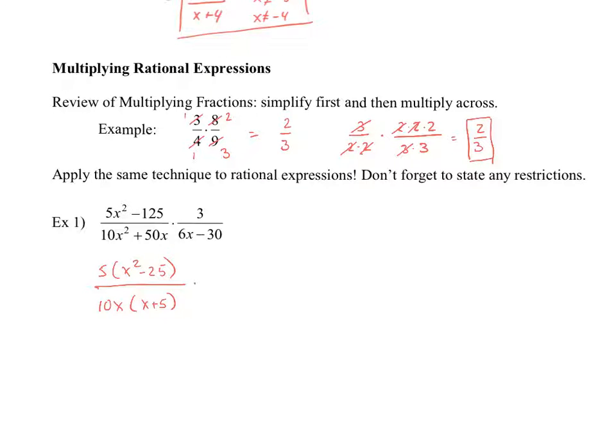The right-hand numerator is prime, so I can't factor that, but in the denominator I can pull out a 6, and I'm left with x minus 5. Okay, now that I've got it factored, I want to pause here for a second and identify the restrictions.